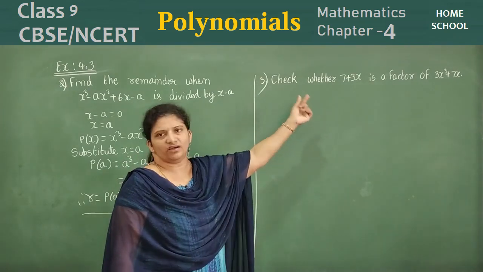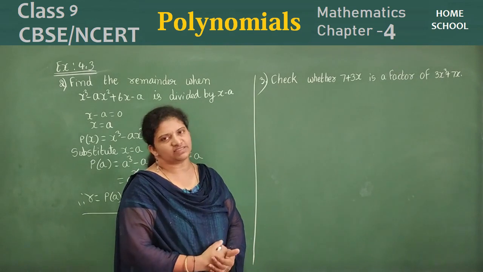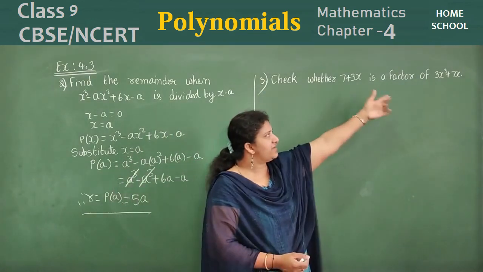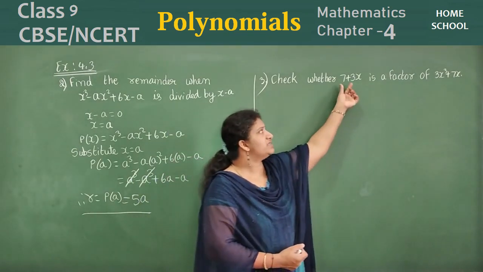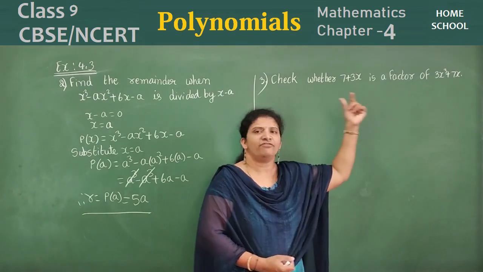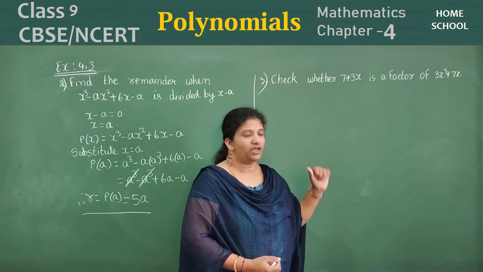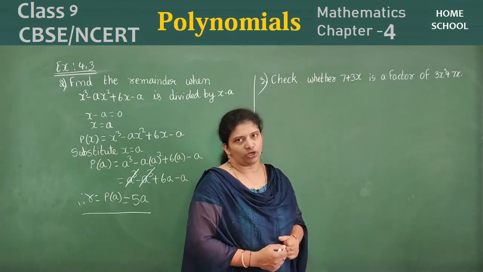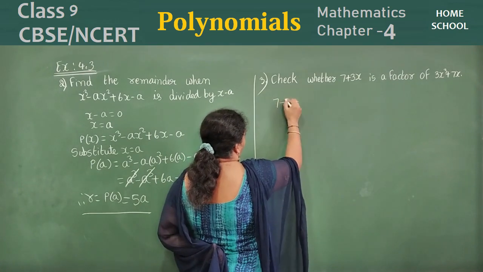Check whether 7 plus 3x is a factor of 3x cube plus 7x. So, check whether this is a factor of that. How can I check? First, let me find the 0 of the polynomial and substitute that value in that. If I get 0, then this is a factor of that polynomial. If I won't get 0, then this is not a factor of that polynomial.